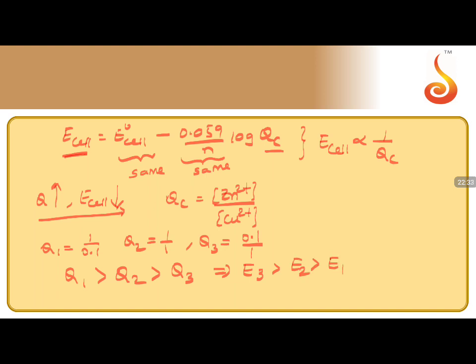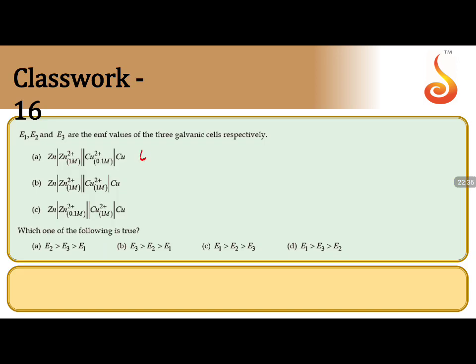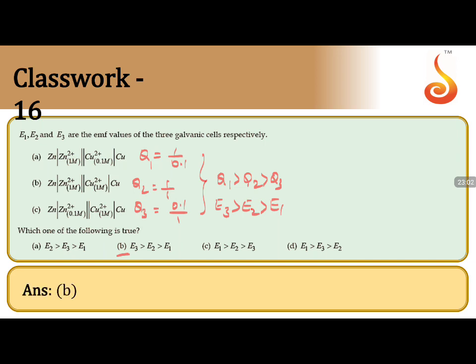So let us see where this option comes. In this particular one, you can see Q1 is 1 by 0.1, Q2 is 1 by 1, Q3 is 0.1 by 1. So from this what we have written, Q1 greater than Q2 greater than Q3. So the answer should become E3 greater than E2 greater than E1, and that is observed in the case of option B. So the answer should be option B. Clear now? Very easy way. That's the difference. Q is inversely proportional to E. This is how I have approached.